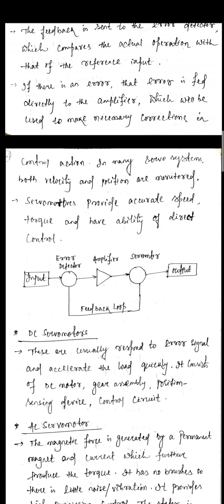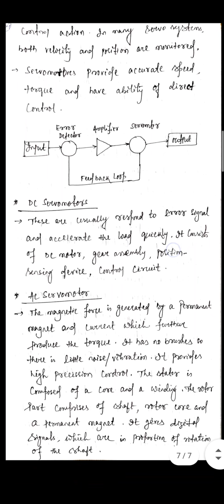So servo motors are of two types. One is DC servo motor and another one is AC servo motor. So what is a DC servo motor? These DC servo motors usually respond to error signal and accelerate the load quickly. It consists of DC motor, gear assembly, position sensing device and control circuit. Next, move to AC servo motor.